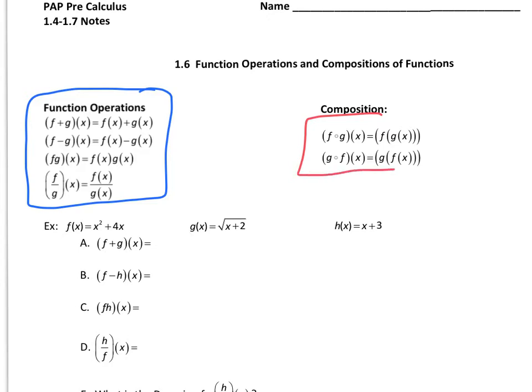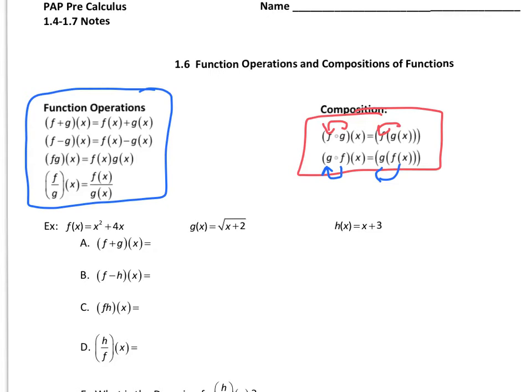Then we have composition, and you did these in Algebra 2 last year, so we're going to do them again. You've got f composed with g. It's not fog and it's not gof. F composed with g means the g goes into the f. Whatever the second letter is, it goes into the first. And then g composed with f, the f goes into the g. The second one goes into the first.